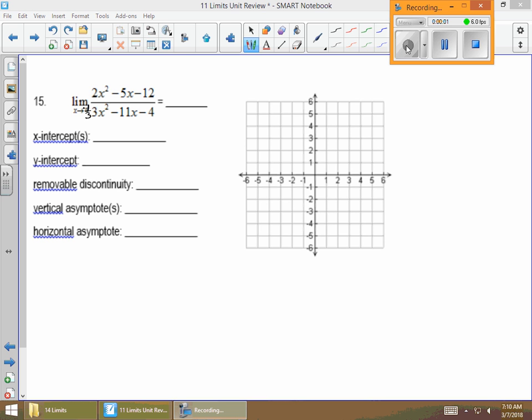All right, number 15, another rational functions problem. We're finding the limit as x approaches negative 1/3, and we want to do this from the left and from the right so we can evaluate the two-sided limit. So I'm going to go ahead and write my limit notation in here. We've got to squeeze it in.